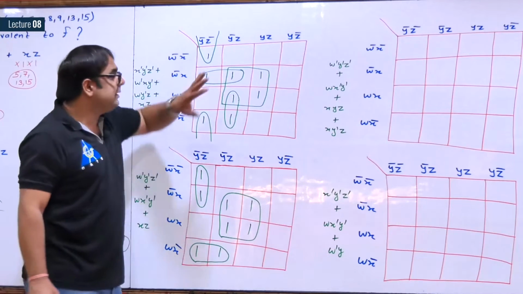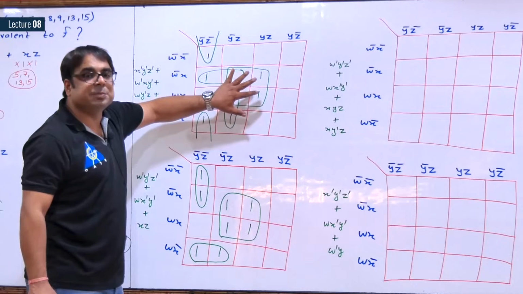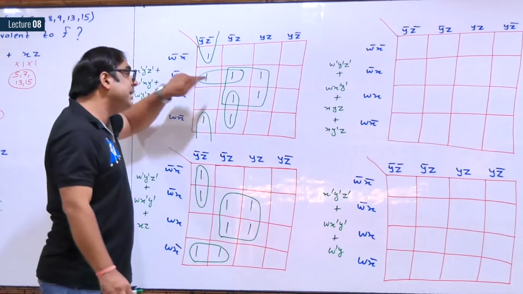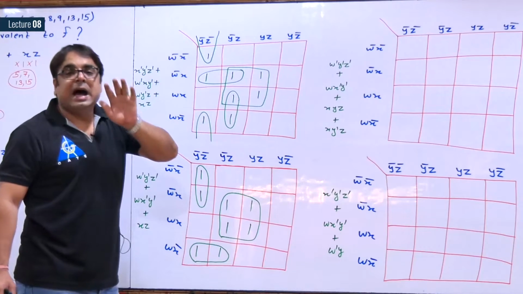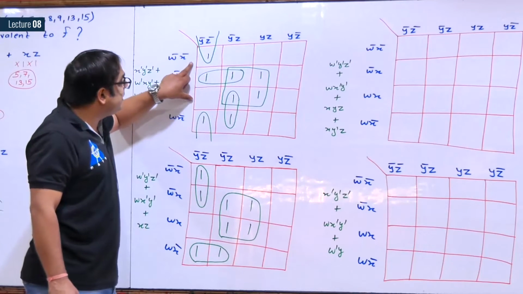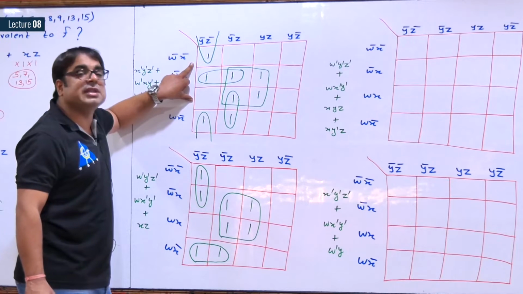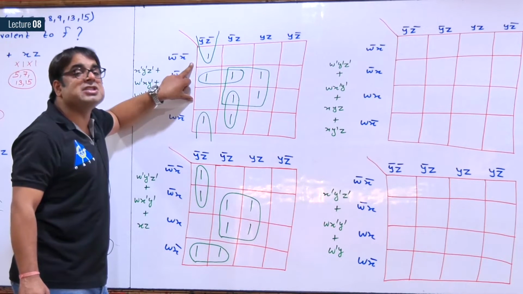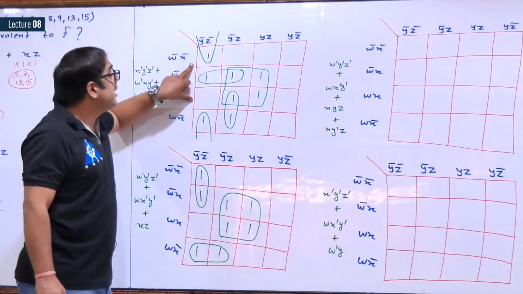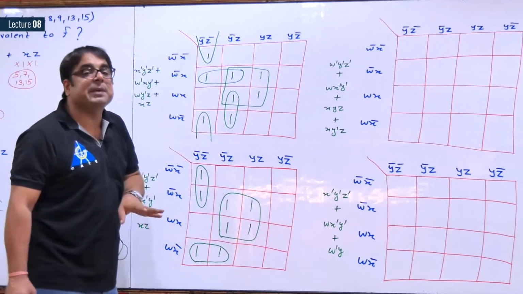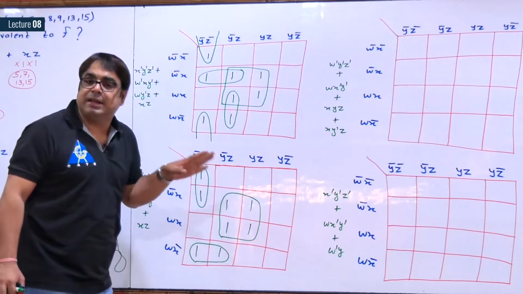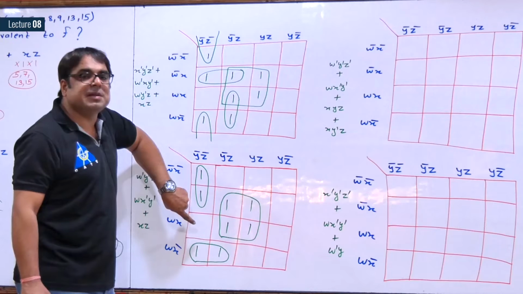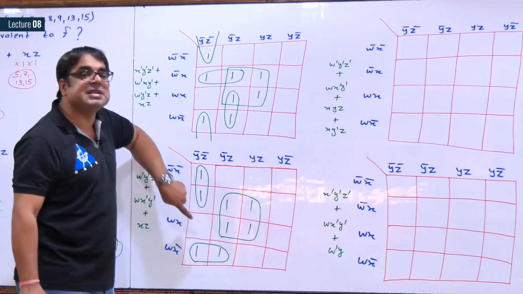Obviously, I accept this is not the best possible grouping, but there is nothing wrong if I make this grouping. I accept I will not get the minimized expression from this K-map, but there is nothing incorrect in the way of grouping. Okay? This is the best possible grouping which we can have for this K-map.